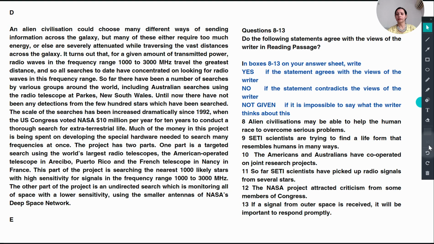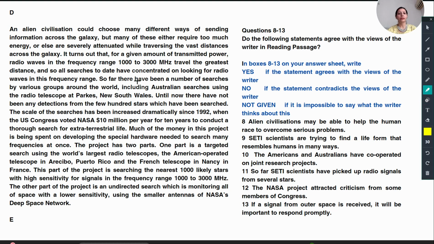Yeah, here. Yes. Now highlighter. I will try to find the word. Yeah, Australian word is here. Okay. Now I will start reading from here and try to understand the meaning of what the statement is saying. So in 10th question, our keywords were Americans and Australians. After that, we will find joint research projects also. Okay, Australian word is here.